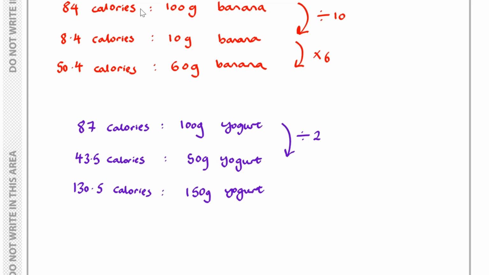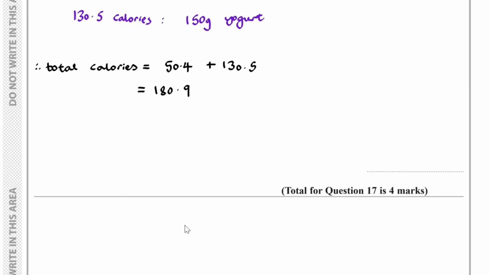So the total amount of calories is going to equal the 50.4, that's from the banana, plus the 130.5, that's from the yogurt. Turns out we get 180.9. So that's our final answer, 180.9 calories.